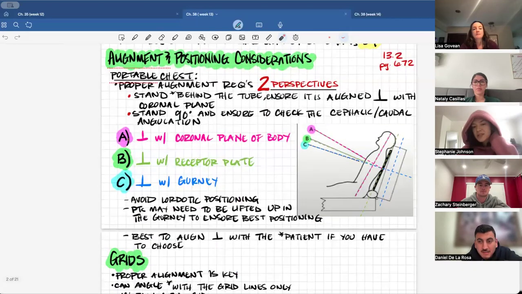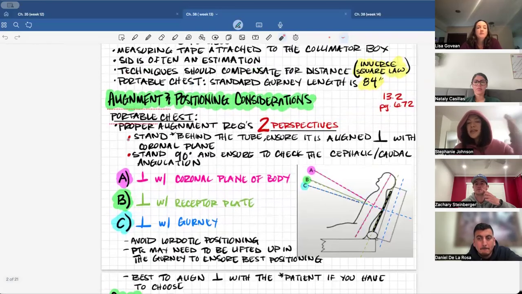I thought it was also helpful that he said that, because it's hard to measure SID unless you have a little tape measure, and him saying that if you're at the end of the bed or gurney for a chest x-ray, that's give or take pretty good for 72 inches. That's good information because I would not know how to eyeball 72 inches. And you do have to back up a bit, because on the gurney you put them upright.